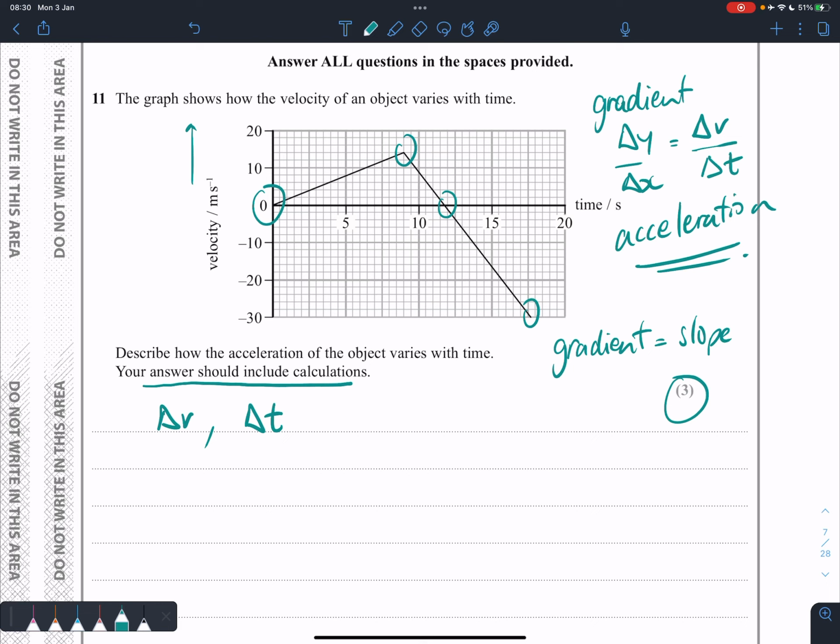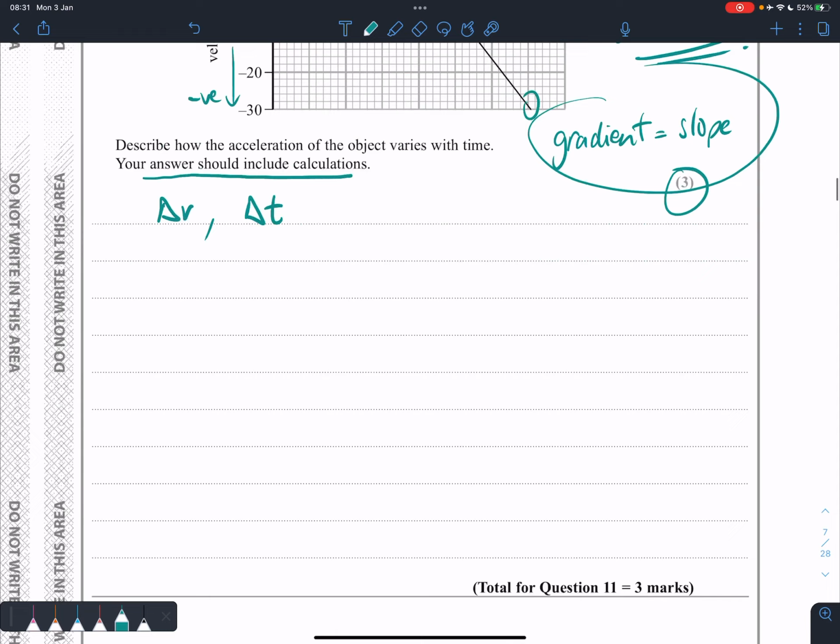You probably also need to pay attention to the positive and negative direction. So you notice that this direction is positive and this direction is negative. They've given you these numbers here. So you'll notice that the gradient will change sign from this region to that region. And you probably need to say that for your 3 marks.